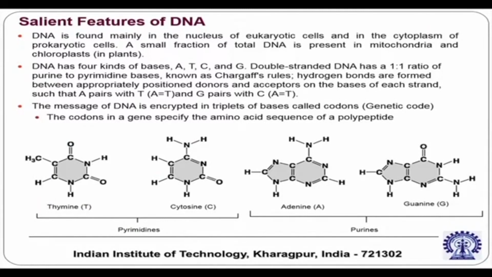So, as you all know, DNA has 4 kinds of bases. DNA is double stranded typically, and it has a 1:1 ratio of purine to pyrimidine bases, and hydrogen bonds are formed between the different bases, so that A wants to get combined with T and G wants to get combined with C. So, you have A, T, C and G, these 4 bases.